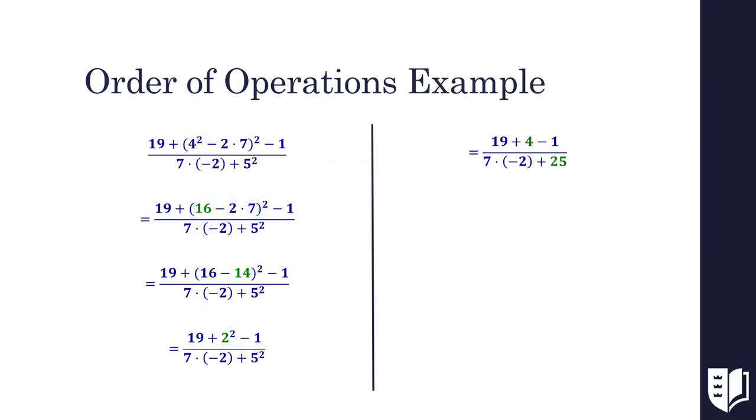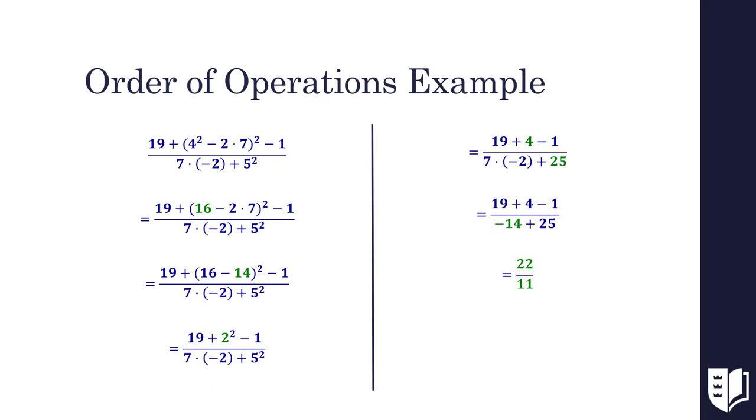Now we can move on to our exponent step. In this problem, we have a 2 squared in our numerator and a 5 squared in our denominator. We operate on both at the same time to get a 4 from 2 squared and a 25 from 5 squared. Now we have 19 plus 4 minus 1 divided by 7 times negative 2 plus 25. Next, we need to multiply 7 and negative 2 in our denominator, which gives us a negative 14. Our fraction is now 19 plus 4 minus 1 over negative 14 plus 25.